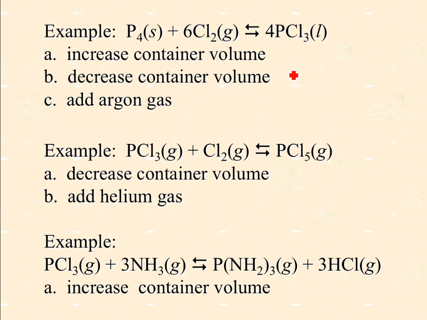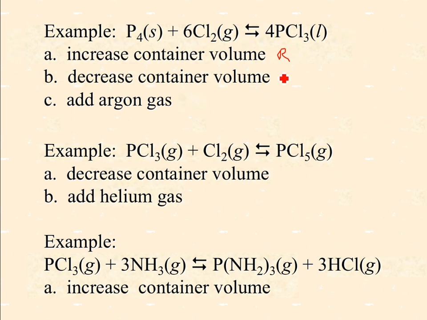So here we go. We have phosphorus and chlorine making phosphorus trichloride liquid. Note the liquid. We have only a gas. So on the reactant side, we have 6 moles of gas. Product side, we have none. If we increase container volume, that's going to lower pressure. That would be reactant favored. That's because we have more reactants. We made the space bigger.